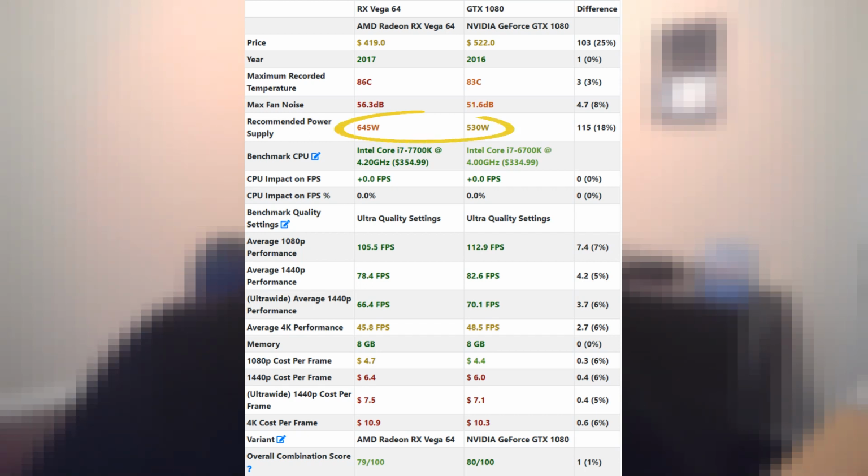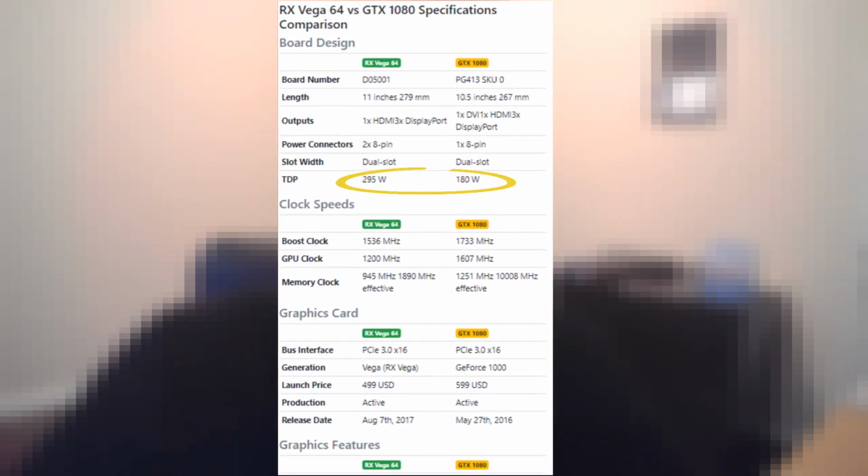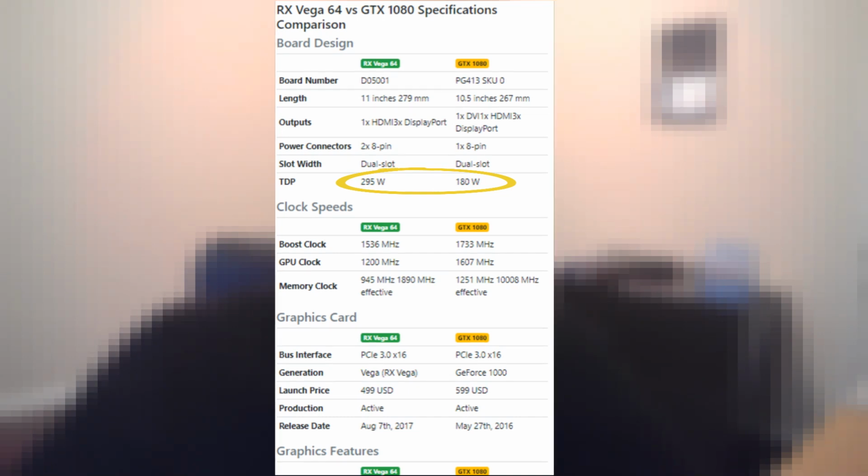But look at the recommended power supply here. Notice that the Vega 64 requires a much, much higher power supply at 645 watts compared to the 530 watts for Nvidia. That's a difference of 18% higher power for Vega, right? Now, let's look at the specifications. Remember, the 1080 has higher performance by a little bit, by 5%. But when we look at the specifications, I want to point out the TDP. TDP stands for thermal design power, and it's basically a number that tells you how much heat, and thus how much cooling, is going to be needed for this particular graphics card or chip. So the higher the TDP, the more heat is going to be generated, and the bigger the power supply you're going to need.